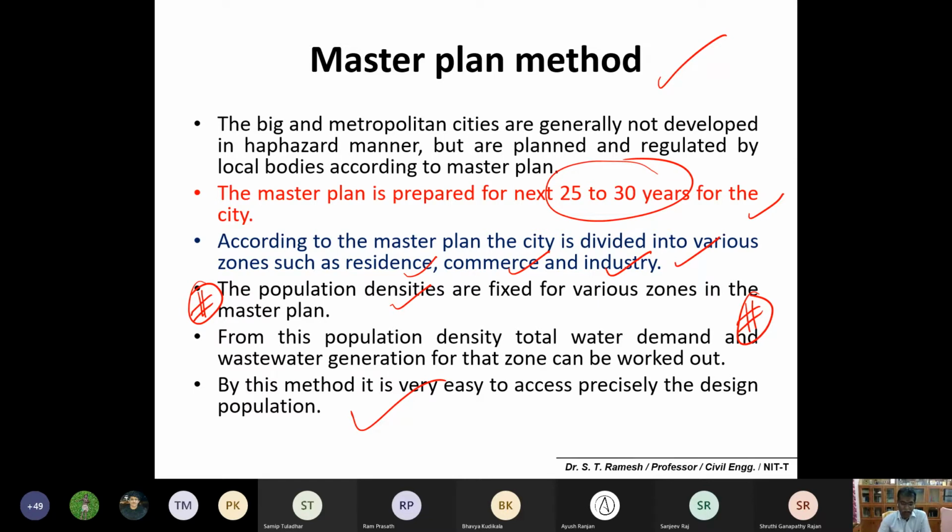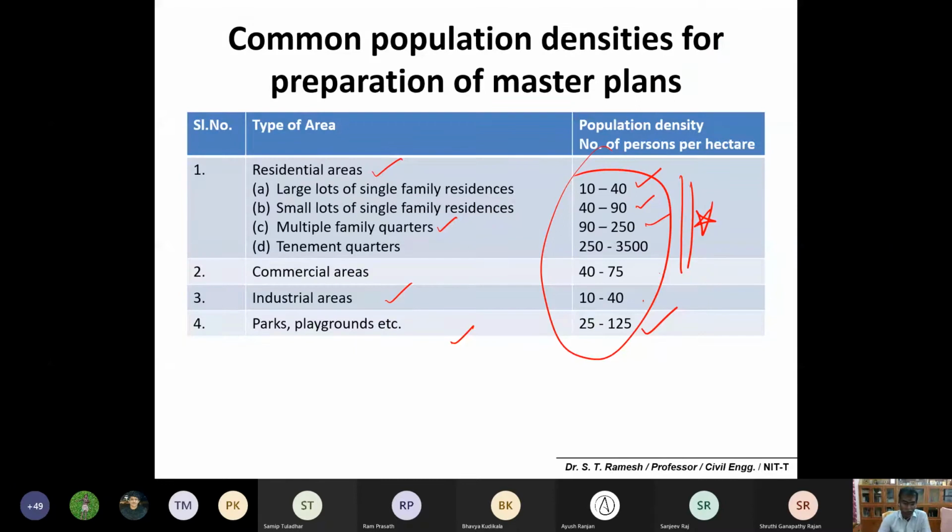Please remember, a master plan is prepared for 25 to 30 years, and you can divide the whole area into different zones like residence, commercial areas, and industry. You can also fix population densities for the different zones, and from this you can find out the design population very accurately. So these are the common population densities for the preparation of master plans. At least you now have some idea of the population density in different types of areas: residential, commercial, industrial, and other related recreational areas.